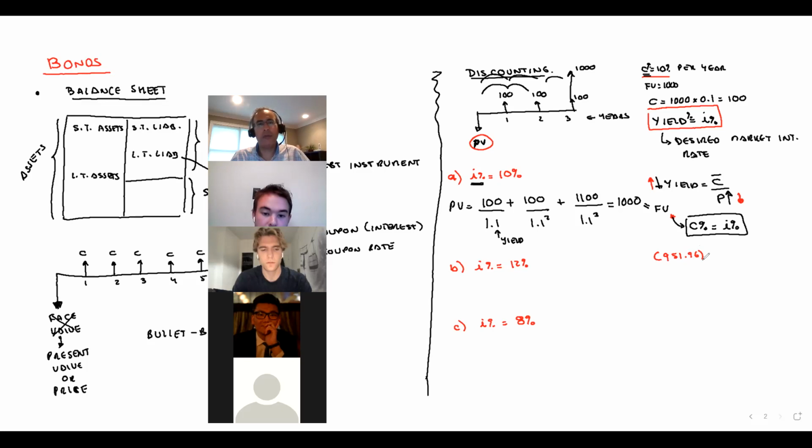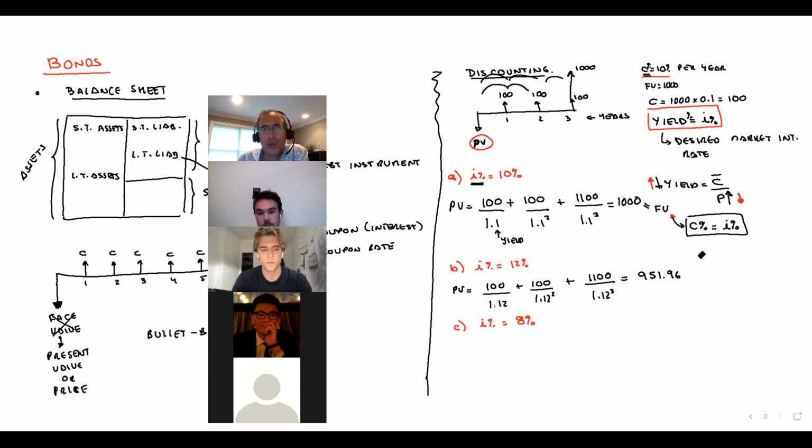Someone to confirm, guys, this number. Yes or not? Yep. Confirm. Okay, so I will do the formula simply. It's going to be 100, I'm going to discount this by 1.12, plus 100 over 1.12 squared, plus 1100 over 1.12 cubed, right? And this number here, as has been confirmed by your friends, is going to be 951.96.